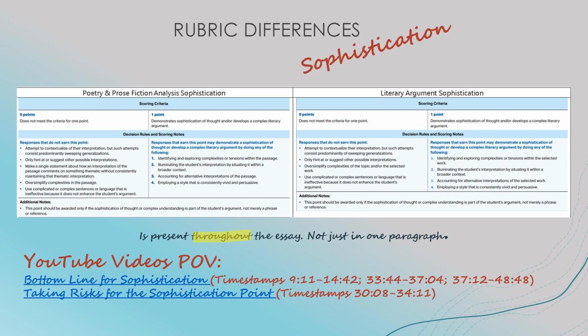Now, I do suggest you view my literary elements, my prose, literary argument, and poetry analysis videos to gain more insight into how I apply rubric requirements within the essay, and I often do that using the W's of who, what, when, where, why, and how.